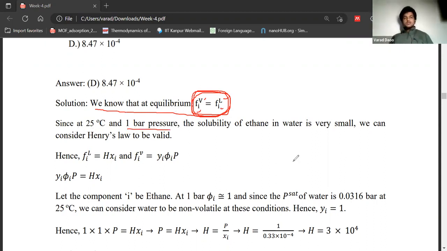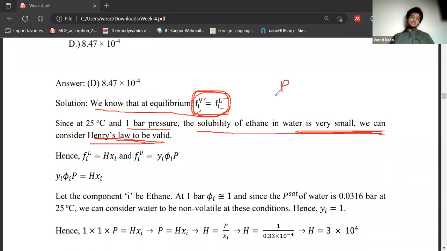Since at 25 degree and 1 bar, the solubility of ethane is very small, we consider Henry's law to be valid. You know what is Henry's law? Like I said, because of the huge difference in the partial pressure of both the things, we can say that one is present in dilute amount. This is the hint which I had given. So we can say that Henry's law is applicable.